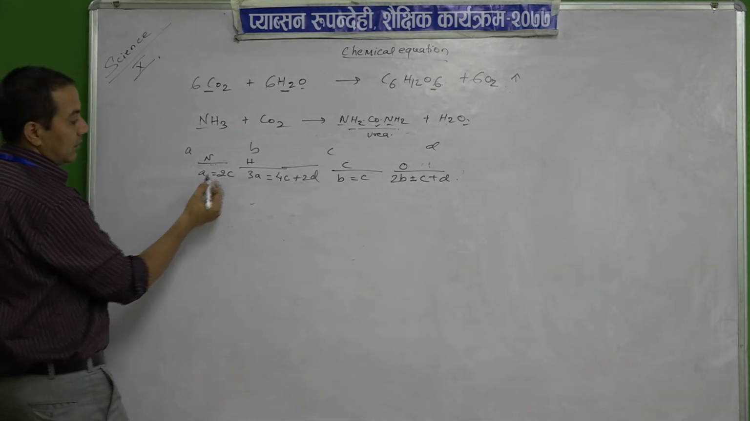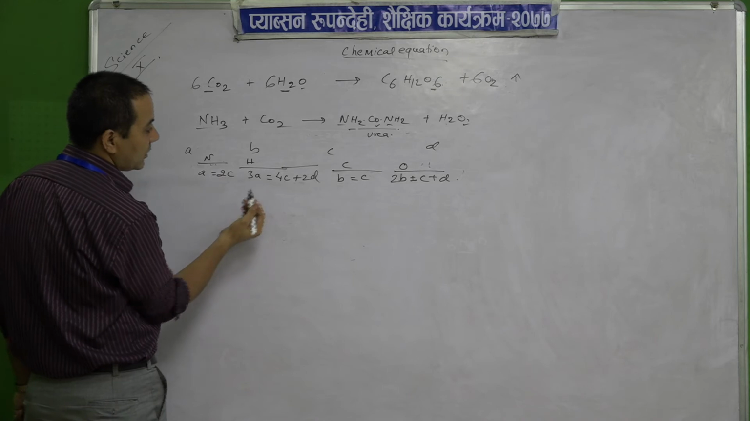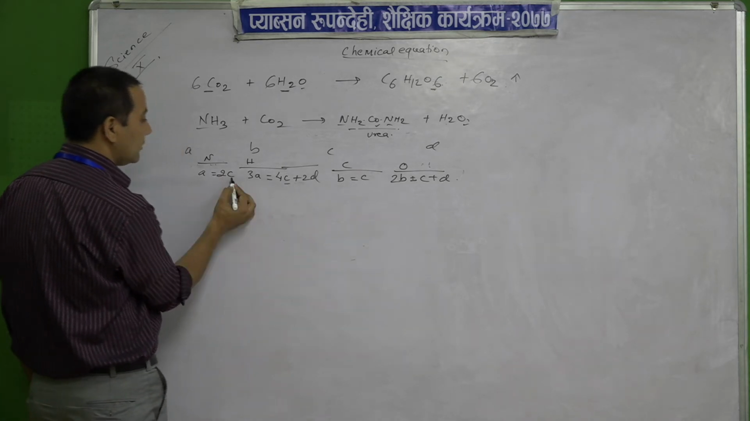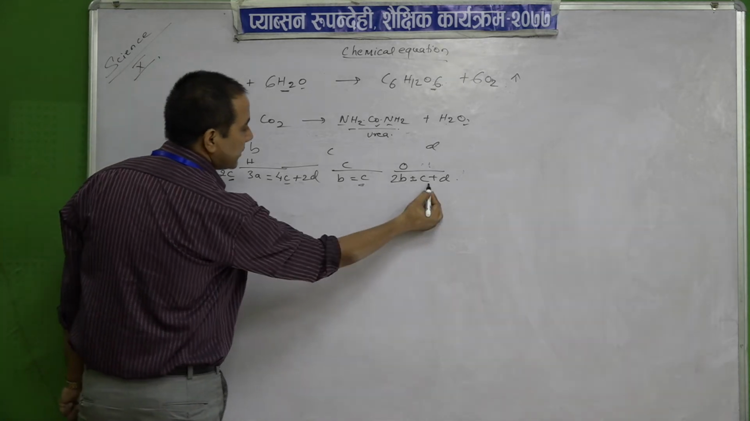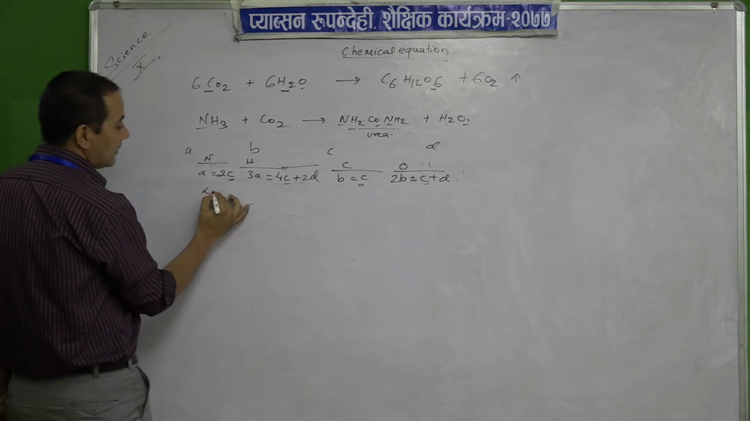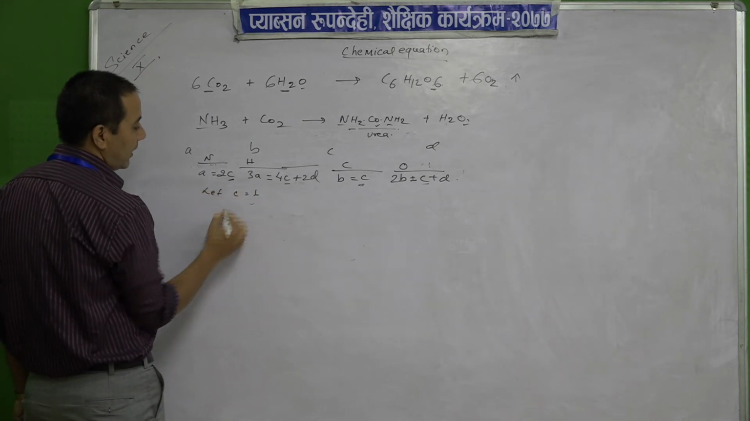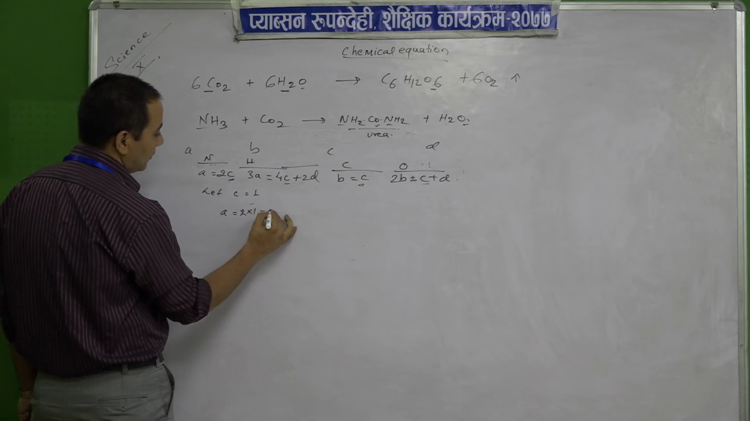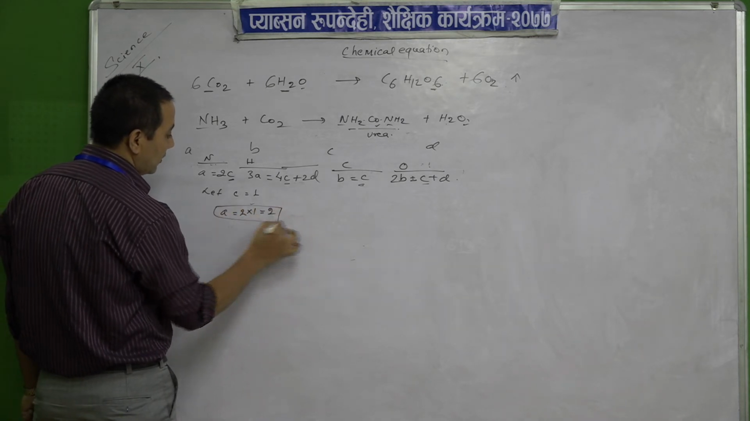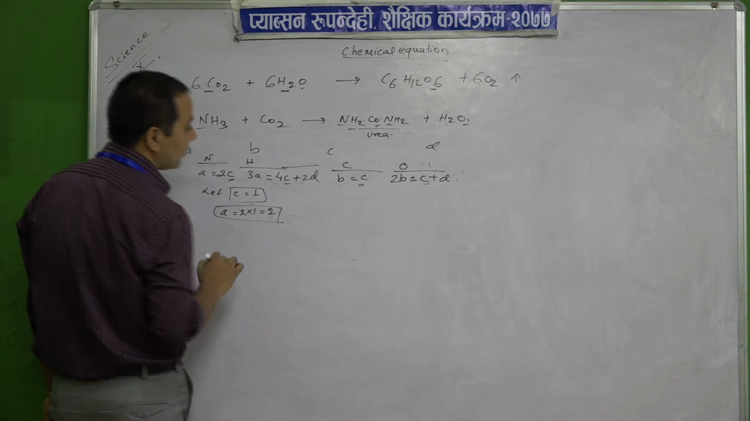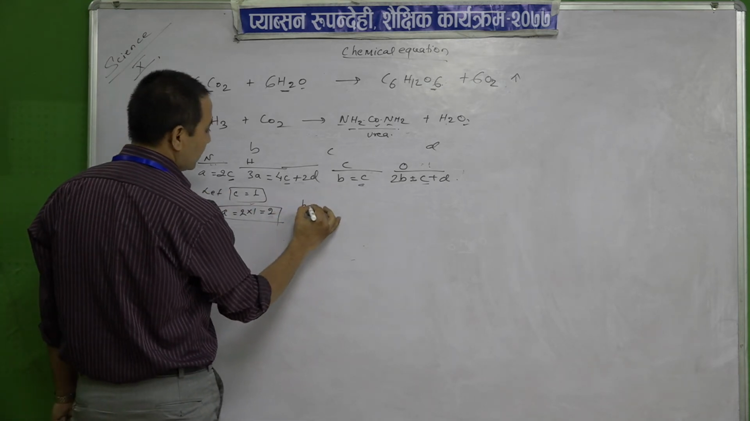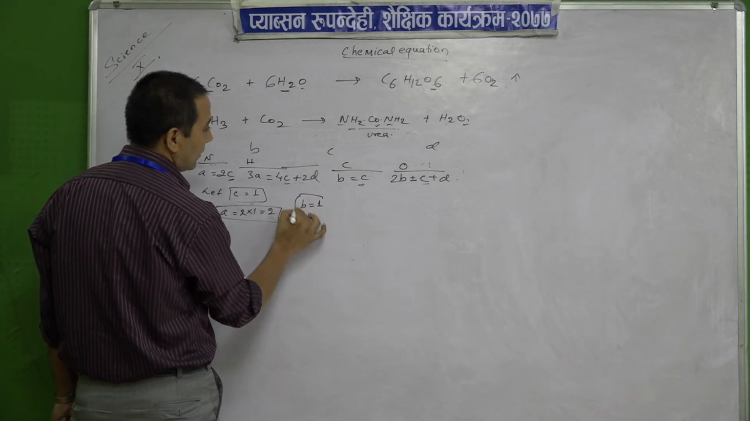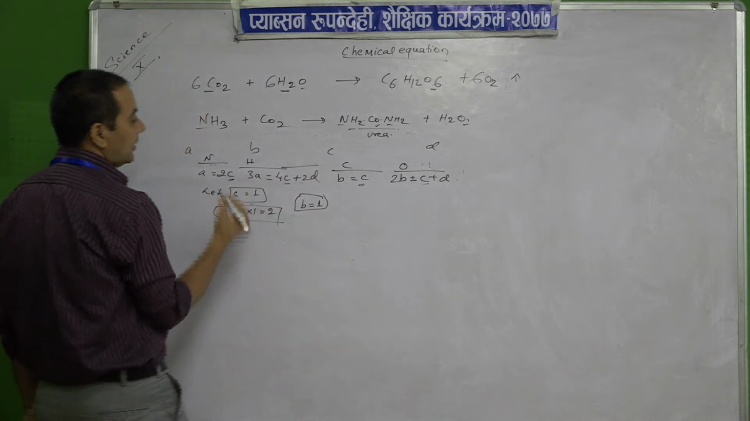Now A equals to 2C. So which is been more repeated? C is there, C is there, C is there, C is there. So we will take, let C equals to 1. A equals to 2 into 1 equals to 2. So A value is been found out. Then next B equals to C, means B equals to 1. Now D is remaining.